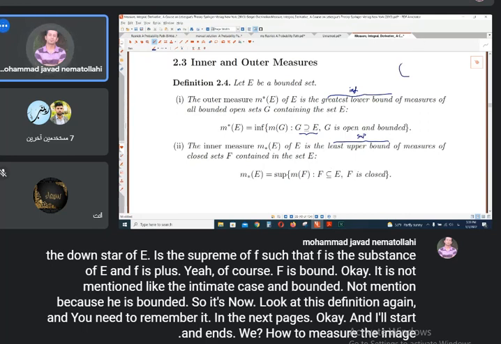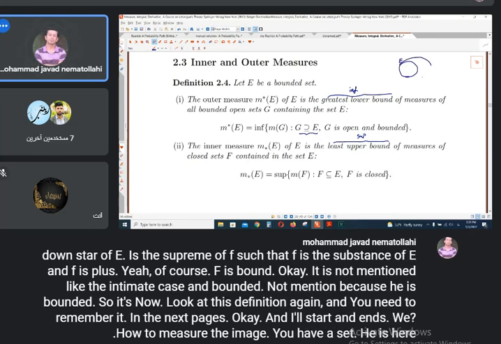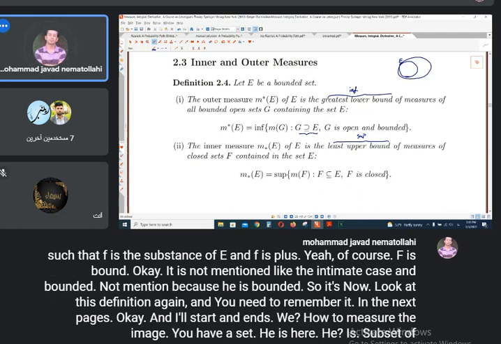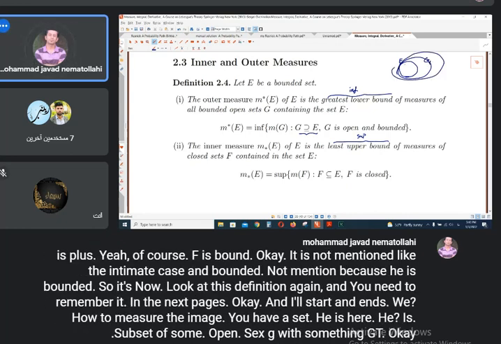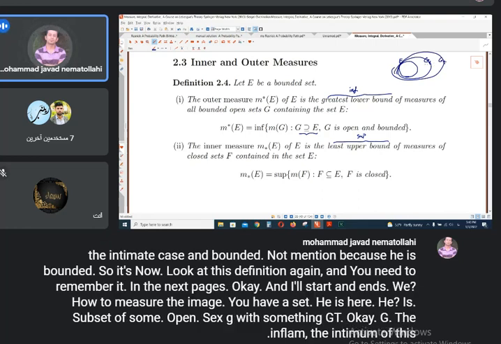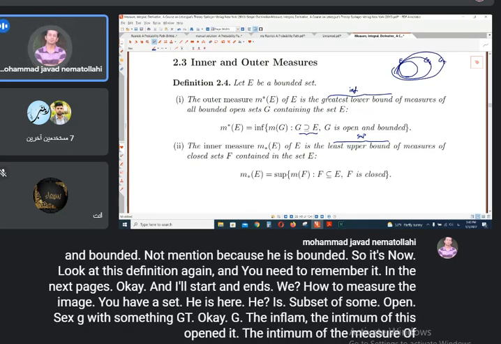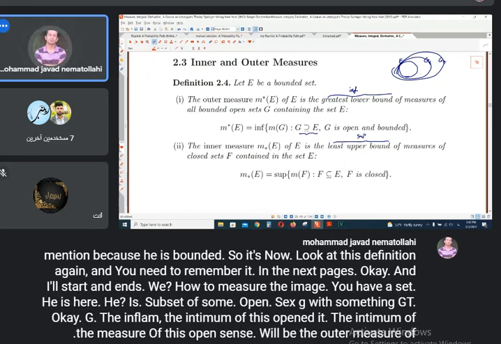You have a set E here. E is a subset of some open sets G, for example G. The infimum of the measures of these open sets will be the outer measure of E.